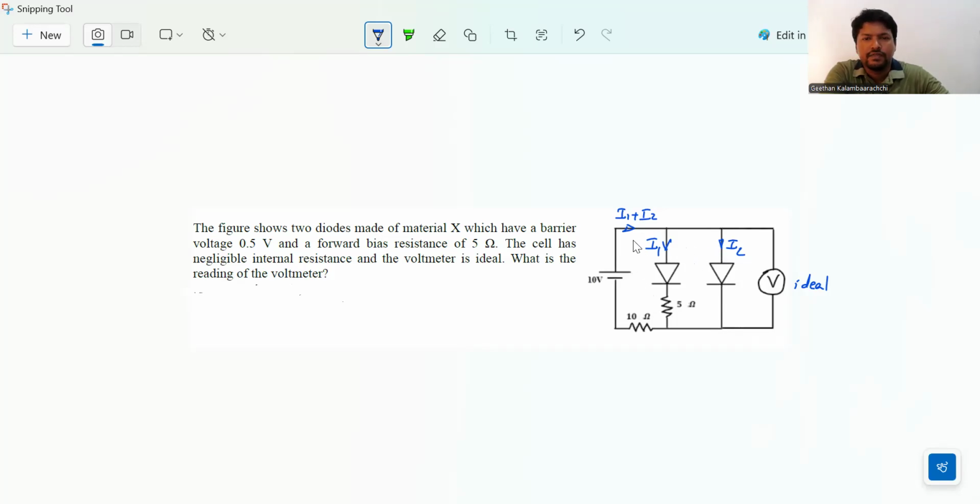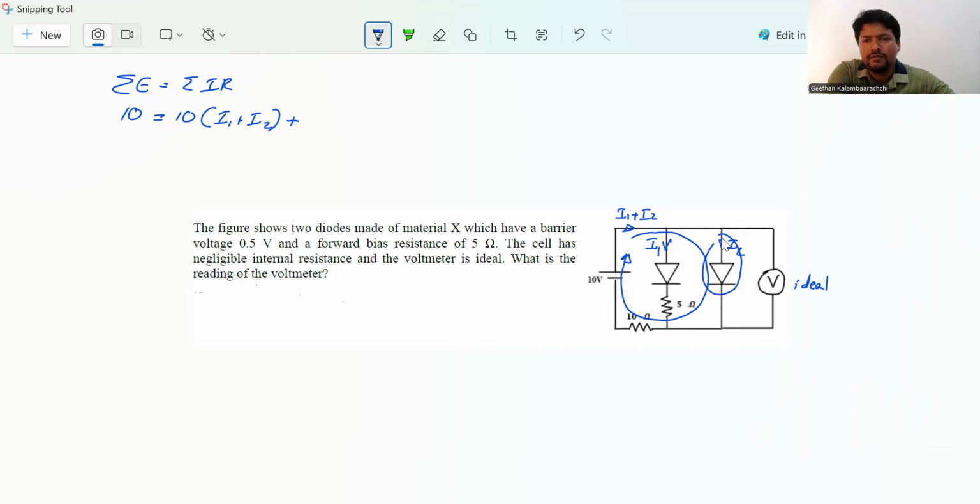Let's apply Kirchhoff's second law to this loop. Sigma E is equal to sigma IR. So there's a 10 volts battery and there's a current I1 plus I2 passing through the 10 ohms. So 10 times (I1 plus I2) plus there's a potential drop of 0.5, which is the barrier voltage.